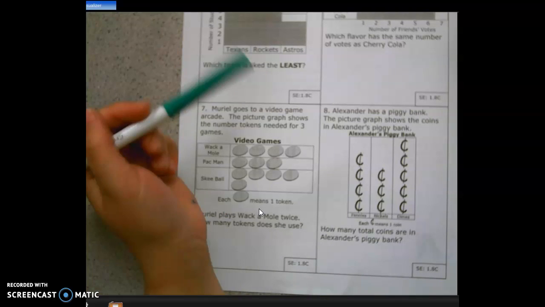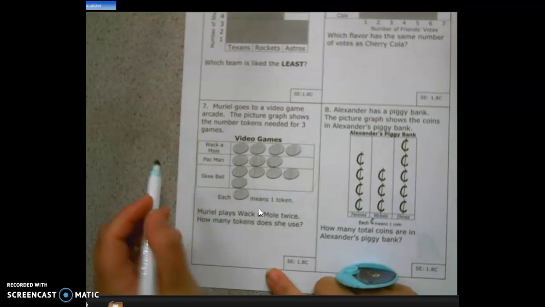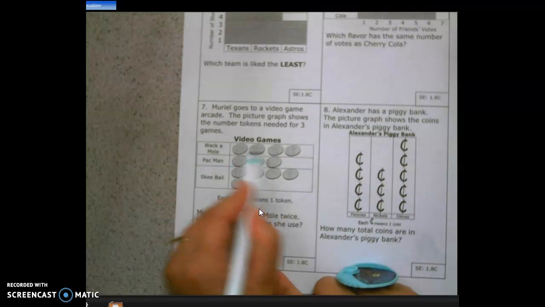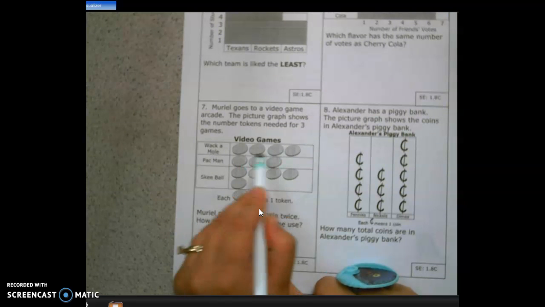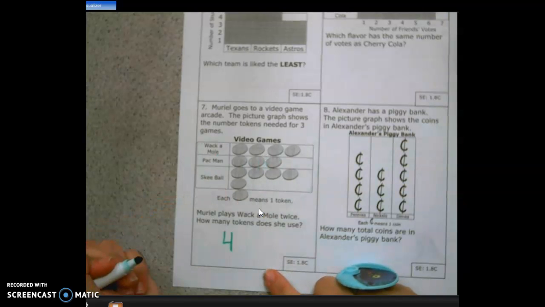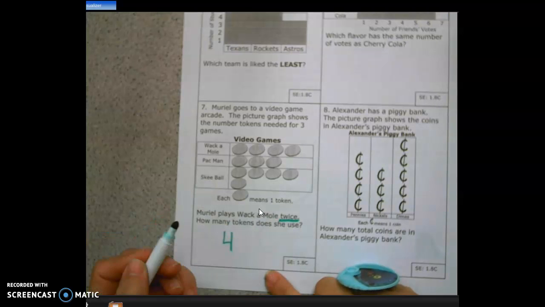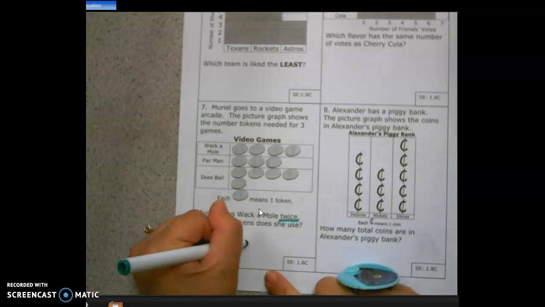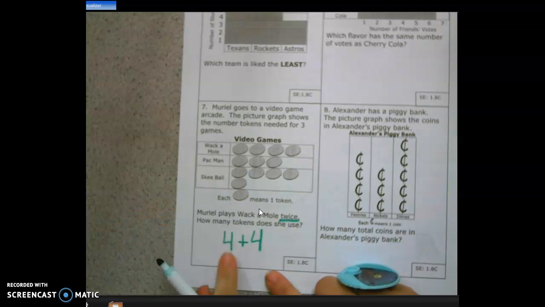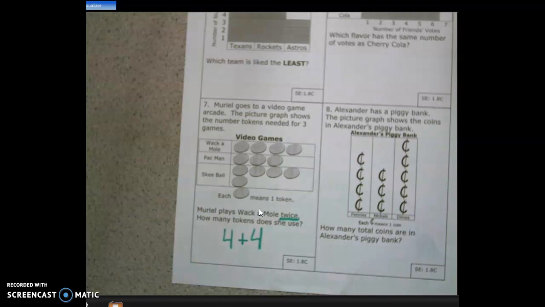I'm going to help you with this one because we've never seen it like this. So Muriel plays whack-a-mole twice. Each time she plays whack-a-mole, how many coins does she use? Let's count. 4. How many times does she use it? It says twice. 2. So you're going to say 4 plus 4. I'm going to let you solve that at home.